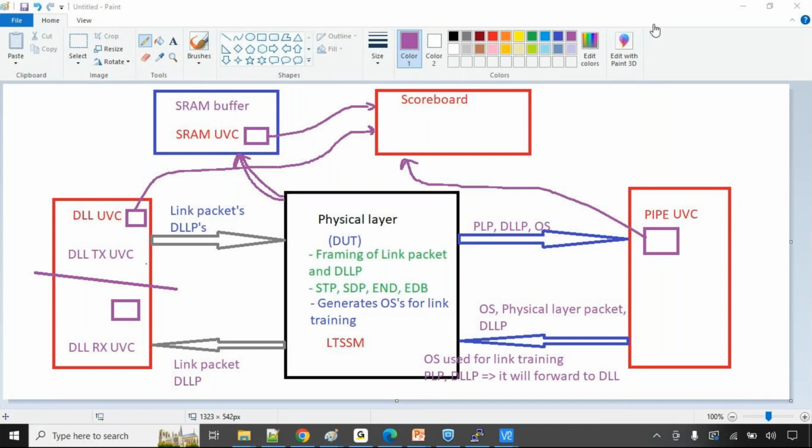Sir, one question. On the right side, the DLLP is there, right, sir?